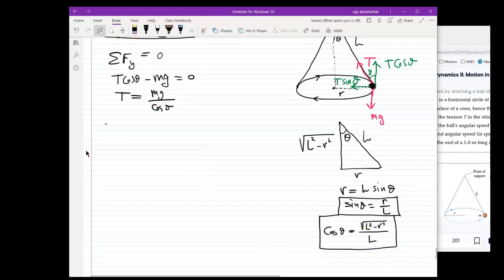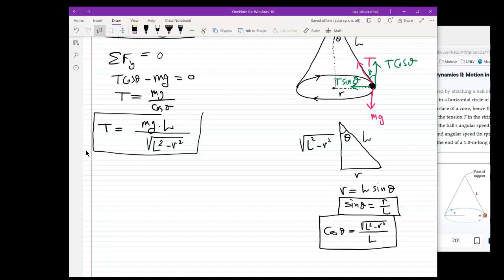So therefore, T is equal to mg, I'm going to do it in one shot, times L over the square root of L squared minus R squared. And there we go. I have an expression for the tension. Now, if you were taking this course with a math teacher, he'll tell you, oh, rationalize the root. Well, we don't do that in physics. And there we go. Got it? Okay, so that's part A of the problem.